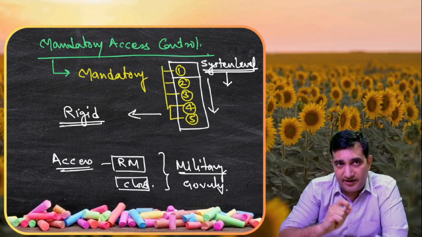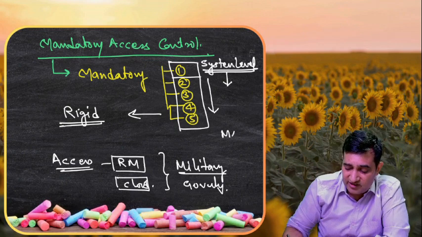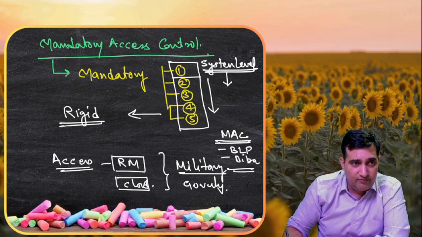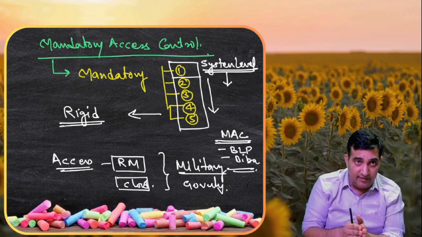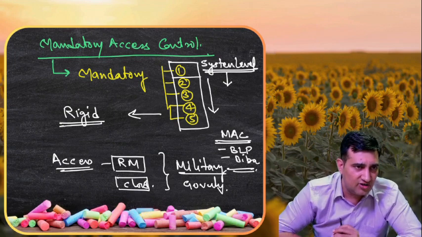If you want to relate it a step further, you can also relate this mandatory access control with something called the Bell-LaPadula and Biba integrity models. So those kind of models are also closely tied up. They are integrated components when we are implementing mandatory access control.